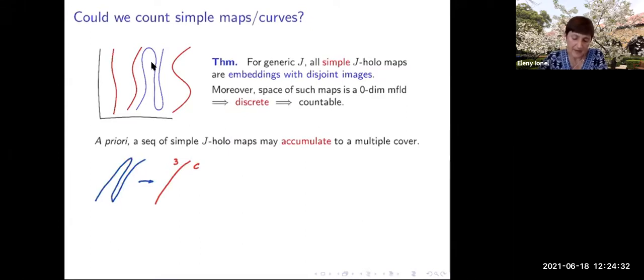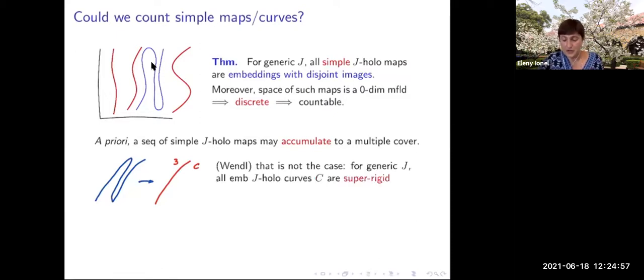I drew only one element in the sequence, but this is a curve that looks like, maybe as I make them come closer and closer, I have a sequence of curves that accumulate as a threefold cover of this simple curve. So a priori, at least from this result, that may happen. However, that's not the case. Wendell also fairly recently proved that that's not the case.